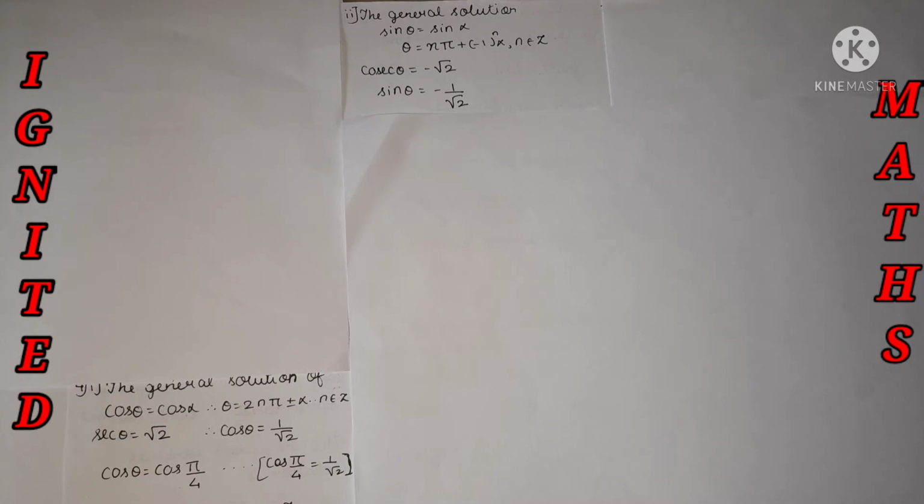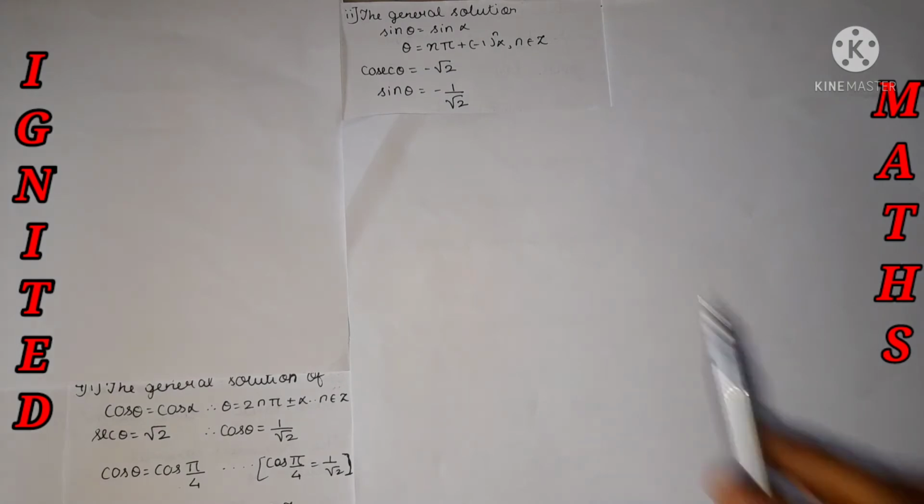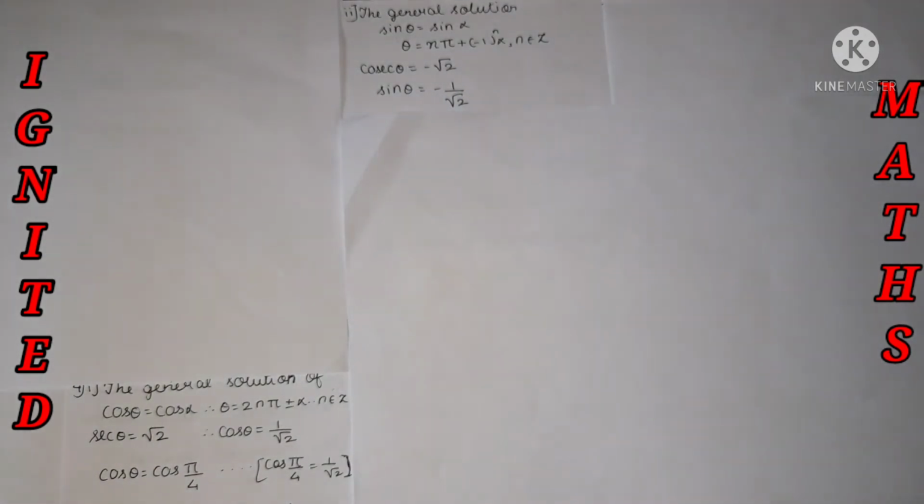Start with the second sub question. The question is given in the negative form, that is minus root 2. Cosec theta is equal to minus root 2. So still we will do it. First step is we need to convert in the form of sine. The reciprocal of cosec theta is nothing but sine theta. So sine theta is equal to minus 1 by root 2.